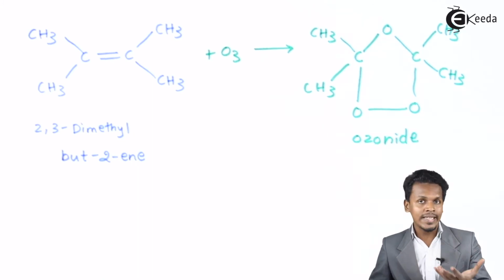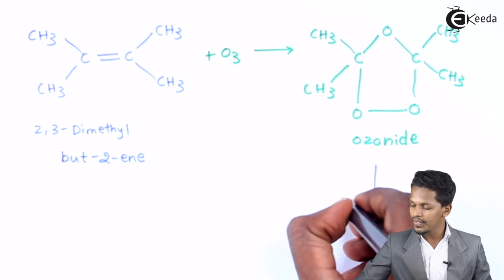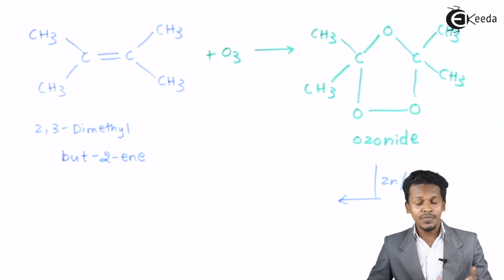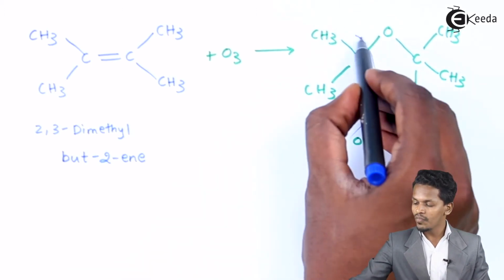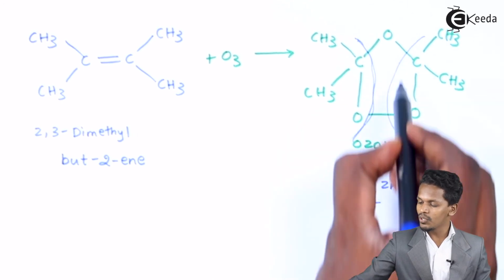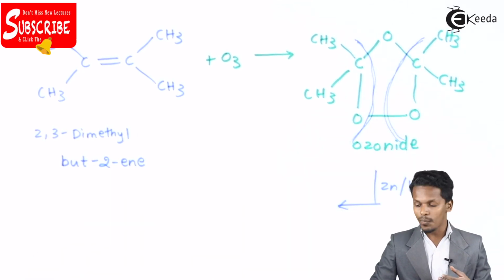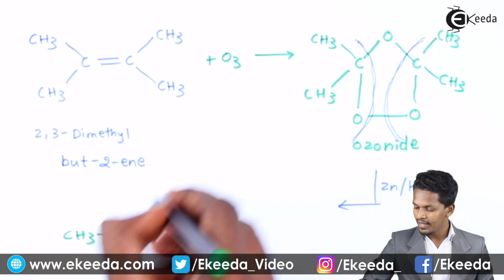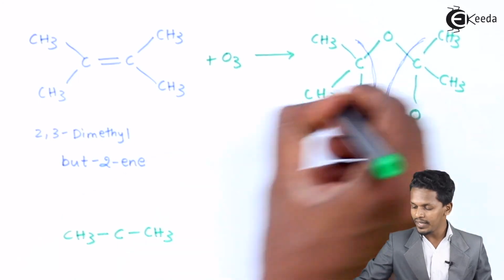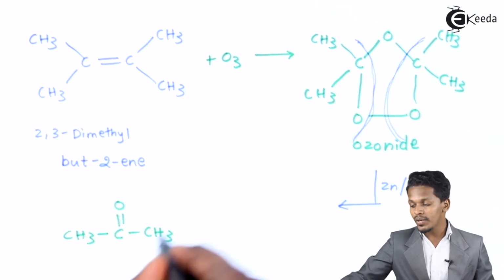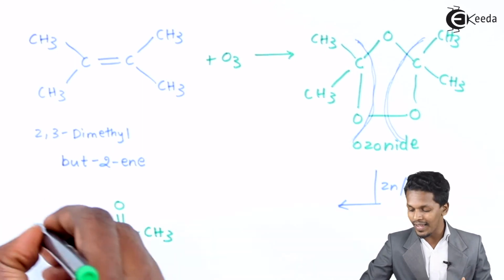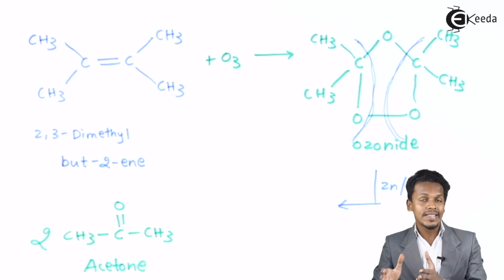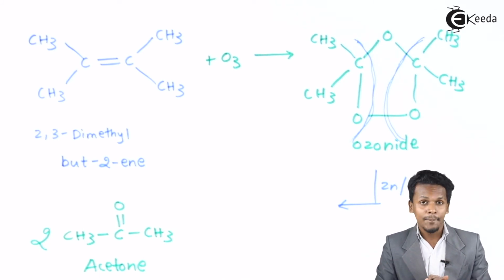But obviously it will undergo the hydrolysis process, in the presence of zinc and H2O. During this process, this bond will break and these bonds will break over here. So the product that we could form is CH3, C, CH3, and here it will be a double bond to oxygen. Similarly, we could form another molecule of acetone. So that is how we can prepare a ketone by hydrolysis of this kind of alkene.